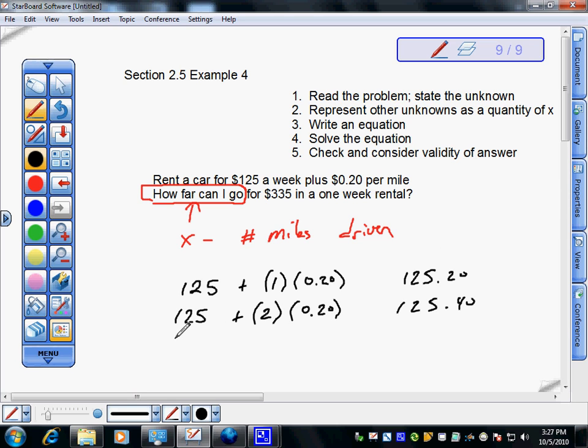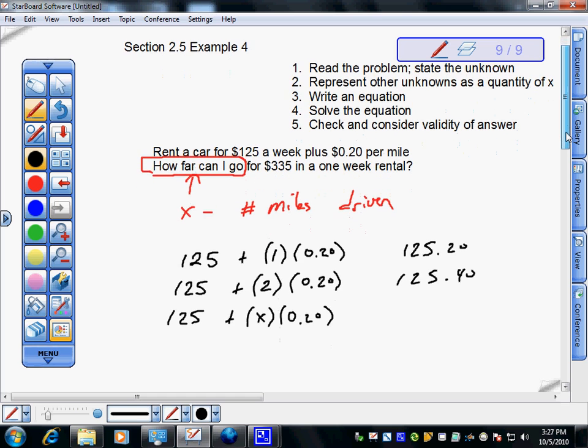We could do it again for 3. Let's do it for x. What if I didn't know how many miles I went? Can I let that be x? It's still x times 20 cents, isn't it? If I went 1 mile, it's that much. 2 miles, it's that much. If I went x miles, it would be that much. So in this case, I can't combine the terms, but I do get my expression that I'm looking for.